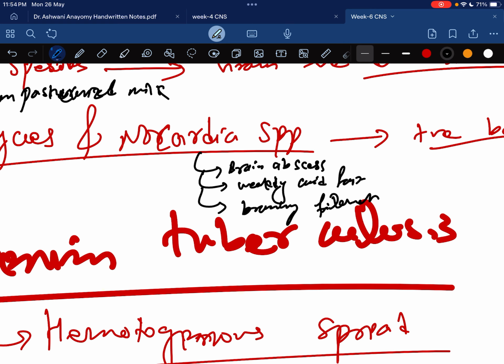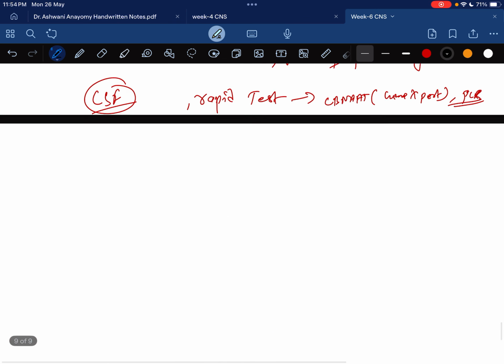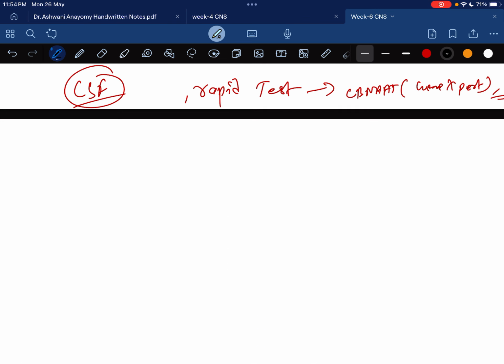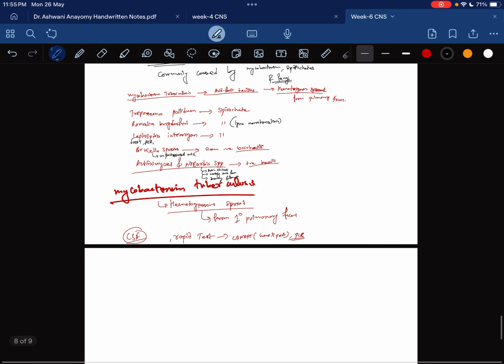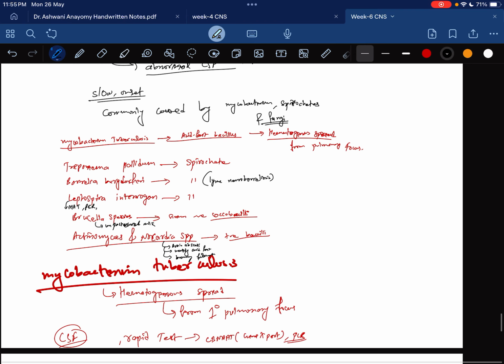Looking at the clinical features of chronic meningitis: there is a persistent headache, low-grade fever, vomiting, cranial nerve palsy, and behavioral change. Neck stiffness may be subtle or absent. These are the features of chronic bacterial meningitis.